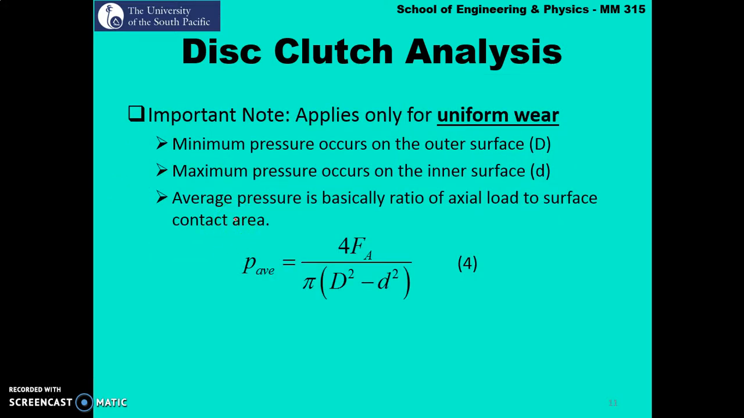Now equation 4 is used for a very special case and applies only for uniform wear. Minimum pressure occurs on the outer surface, which is your capital D. Maximum pressure occurs on the inner surface, small d. The average pressure is basically the ratio of axial load to the surface contact area, and is simply given by 4 times your actuating force divided by pi times capital D squared minus small d squared.